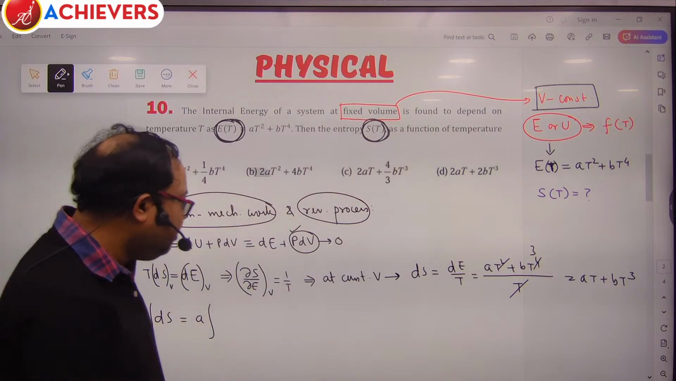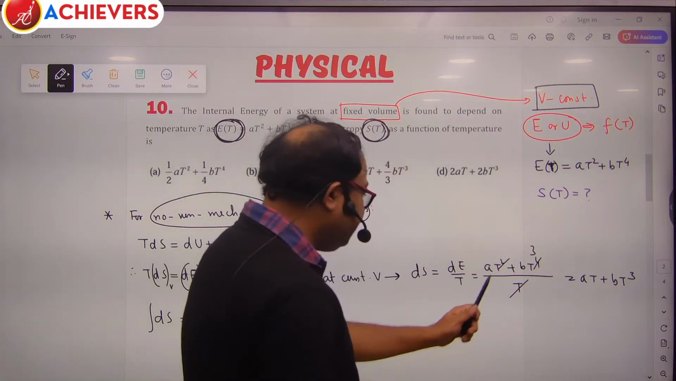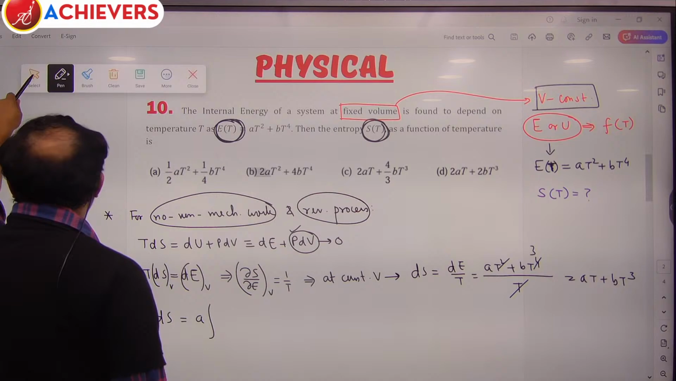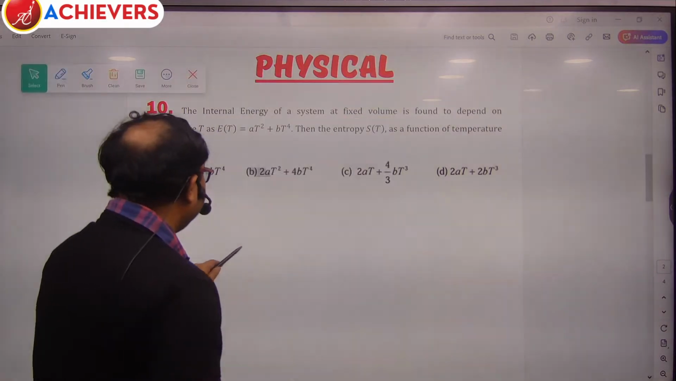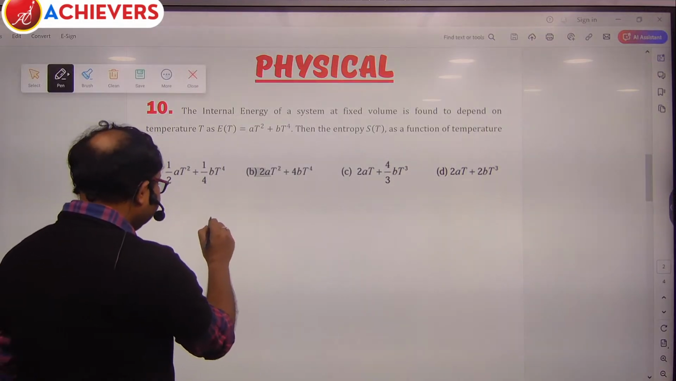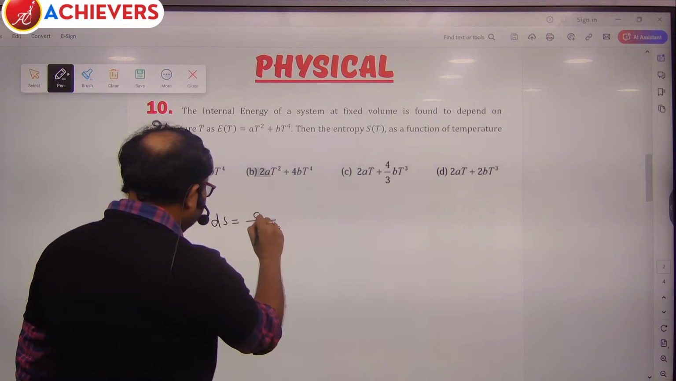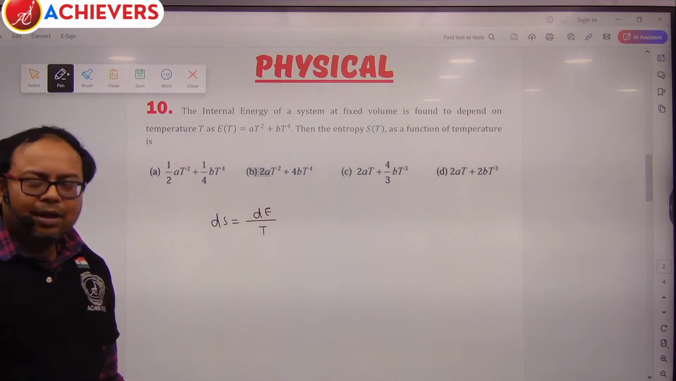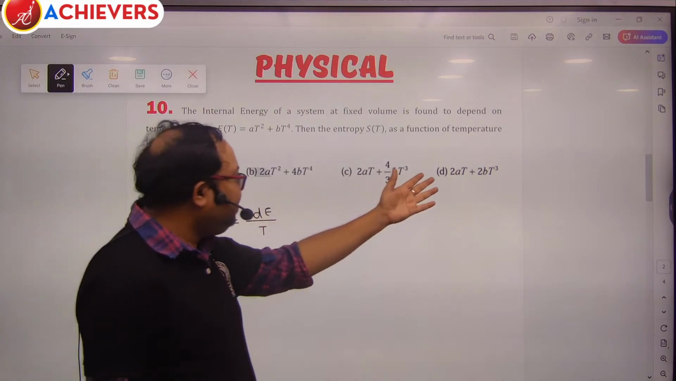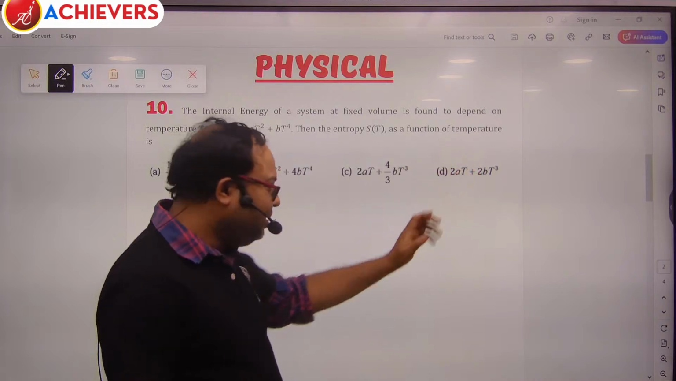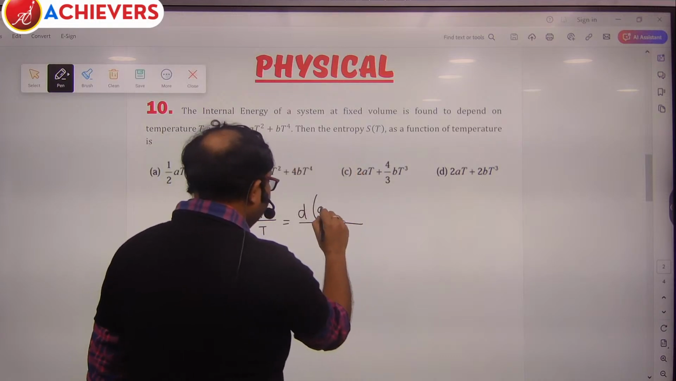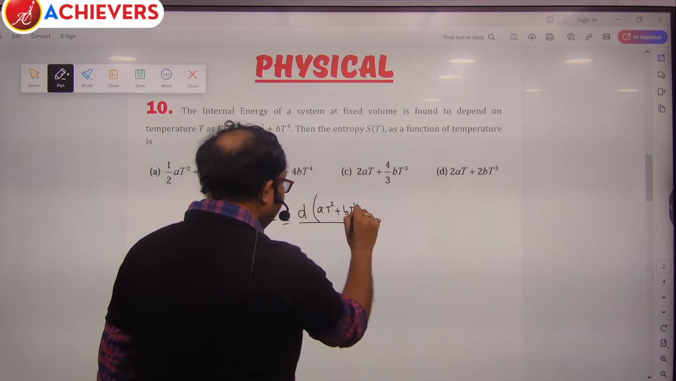I had made a mistake over here. Let me correct it. You've got dS equal to dE by T. The mistake I made was I substituted the expression of E in place of dE. It was not like that. It's d of E. What is E? At squared plus bt to the power 4, divided by t.